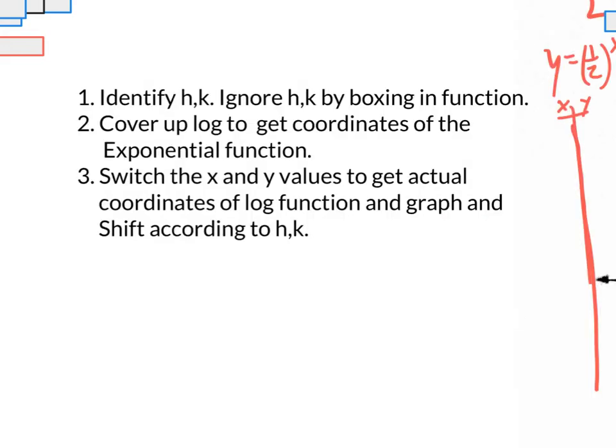So here it is, guys. If you could pause the video and jot these down. Step 1 is identify h and k. Like always, ignore h and k by boxing in the function. Step 2, cover up the log to get the coordinates of the exponential function inside the box. Step 3, switch the x and the y values to get the actual coordinates of the log function, and make sure you shift those coordinates according to h and k. So those 3 steps will get you through this whole thing.